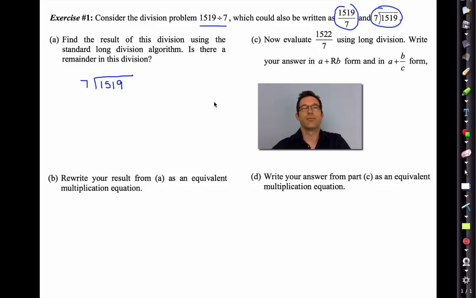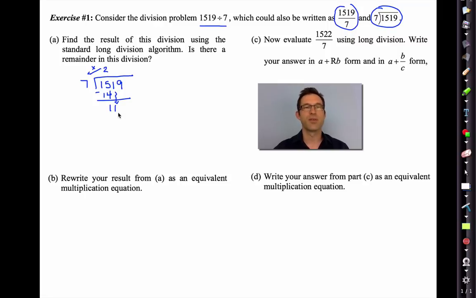So write this down. Okay, let's review how to do this. Now remember how you want to think about this. You want to say, well, does 7 go into 1? The answer is no. How about 7 into 15? Sure. 7 goes into 15 two times. Now what do you do with that 2? Well, you multiply it by 7, right? You get 14. Then what do you do? You subtract and you get 1. Then you drop this 1 down, and then you start all over.